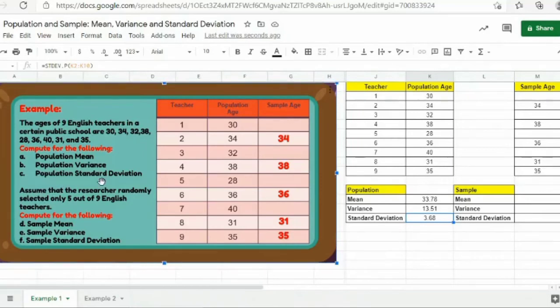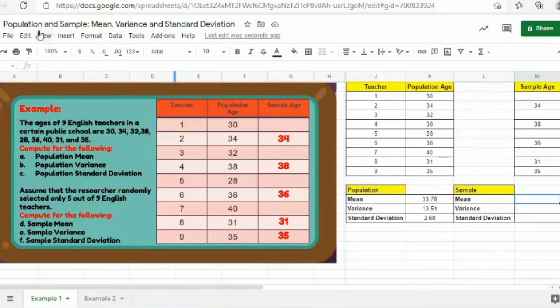Next part of our question, assume that the researcher randomly selected only 5 out of 9 English teachers. Let's say for this given problem, we will consider the ages 34, 38, 36, 31, 35 for our sample. So you will construct the third column as the sample age: 34, 38, 36, 31, and then 35. You need to solve for the sample mean, sample variance, and the sample standard deviation.